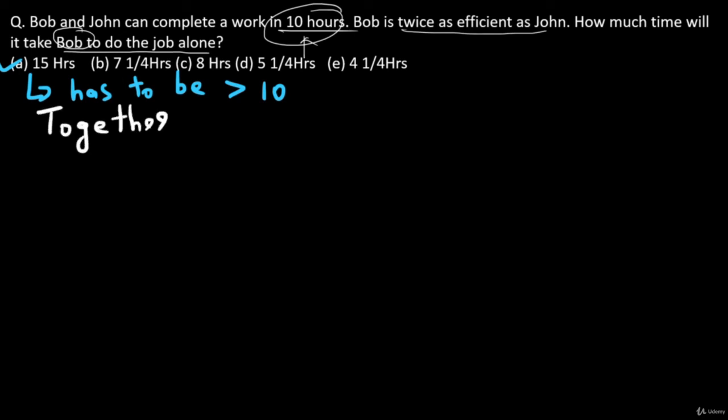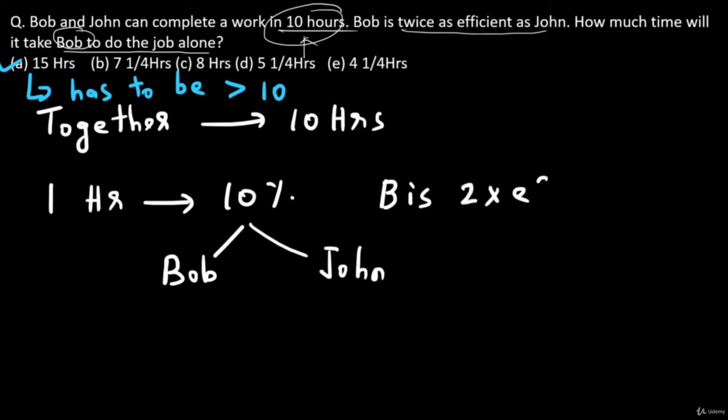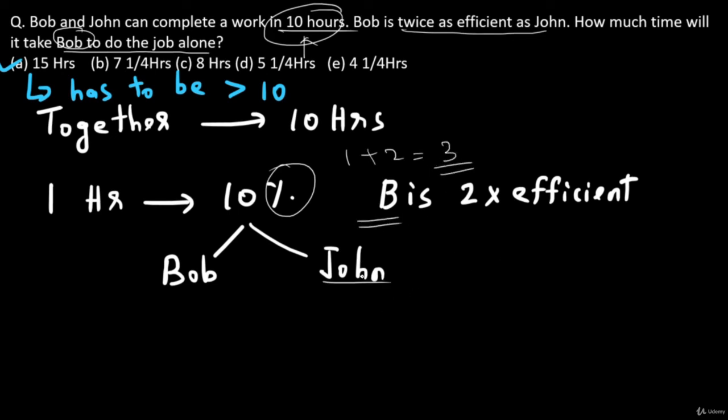Now, together, they would take 10 hours, right? That means in 1 hour, together they'll complete 10% of the work. Now, we need to distribute this 10% among Bob and John. Now, it is given that Bob is 2 times as efficient as John, right? So, how do we distribute the percentage of work done? We divide 10 into 1 plus 2, that is equal to 3 equal parts, and we give 2 parts to Bob and 1 part to John.